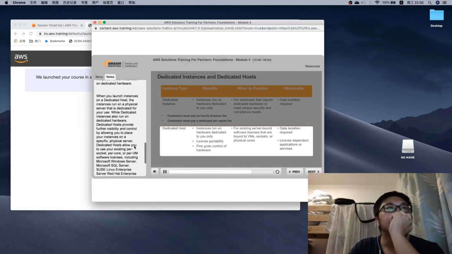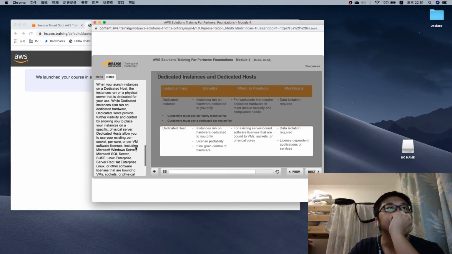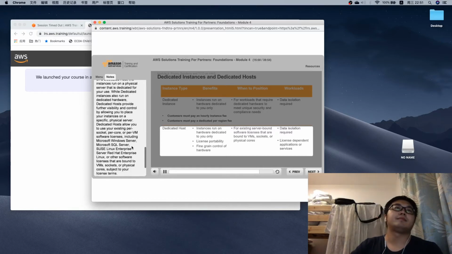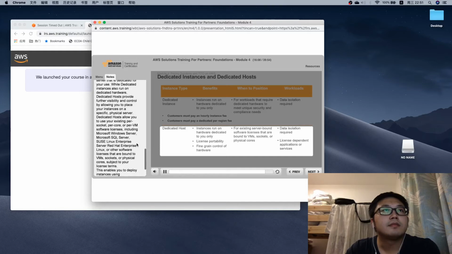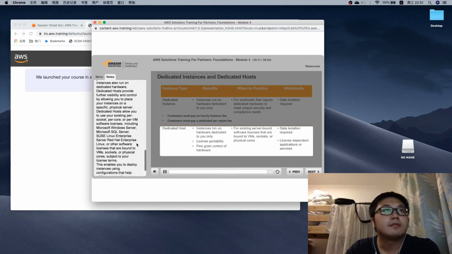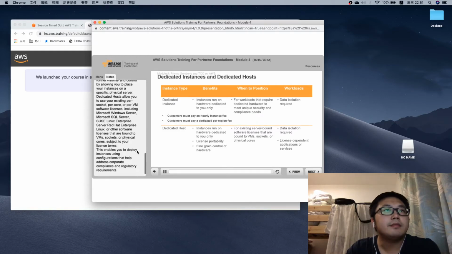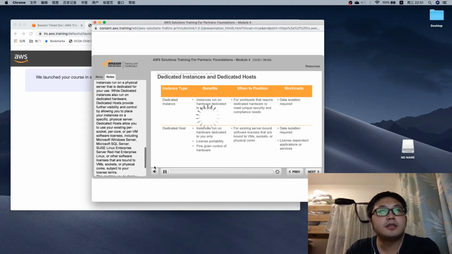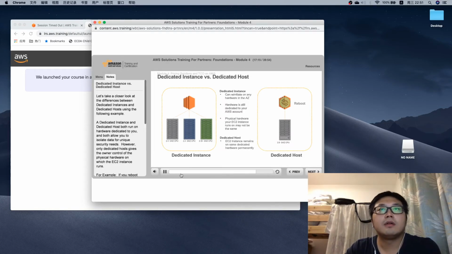Dedicated hosts allow you to use your existing per socket, per core, or per VM software licenses, including Microsoft Windows Server, Microsoft SQL Server, SUSE Linux Enterprise Server, Red Hat Enterprise Linux, or other software licenses that are bound to VMs, sockets, or physical cores, subject to your license terms. This enables you to deploy instances using configurations that help address corporate compliance and regulatory requirements. Let's take a closer look at the differences between dedicated instances and dedicated hosts.